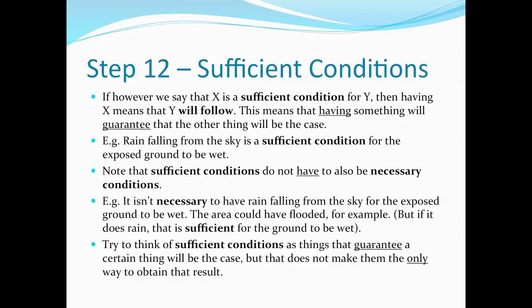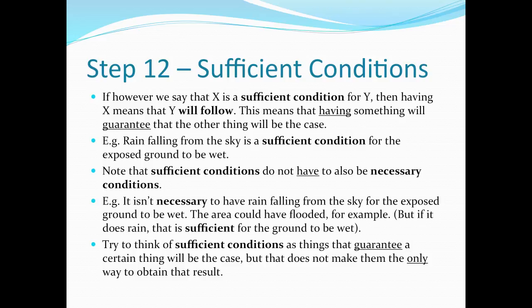Note that sufficient conditions do not have to also be necessary conditions. E.g., it isn't necessary to have rain falling from the sky for the exposed ground to be wet. The area could have flooded, for example. But if it does rain, that is sufficient for the ground to be wet. Try to think of sufficient conditions as things that guarantee a certain thing will be the case, but that does not make them the only way to obtain that result.